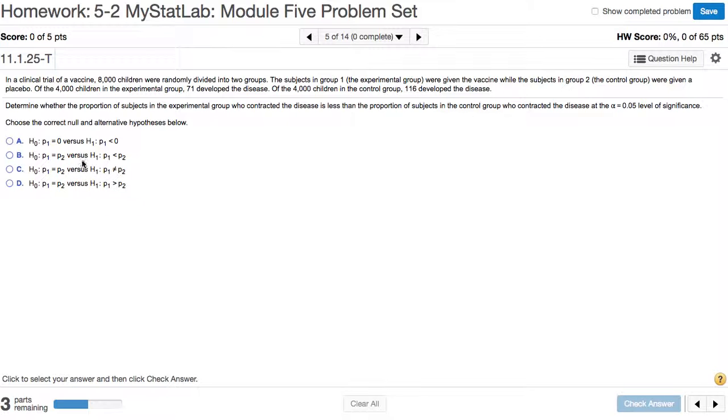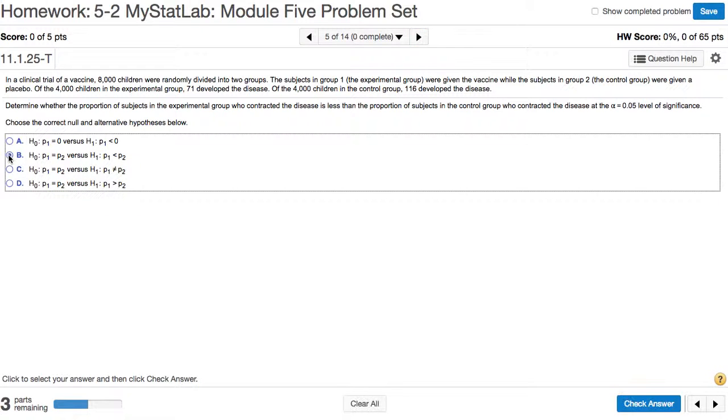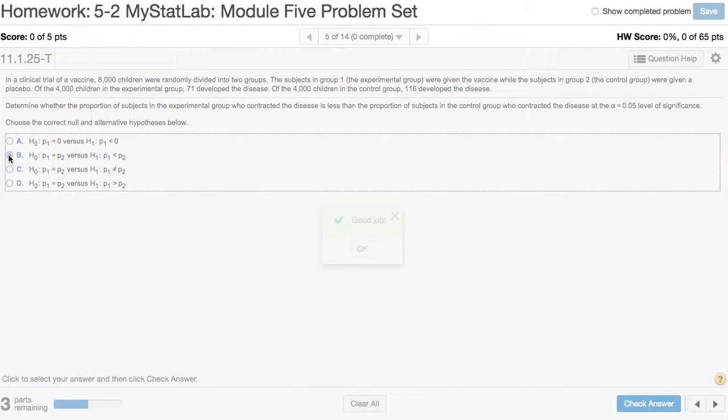But the question, the research hypothesis is what the alternative is. And so that is here, so it's saying that the experimental group who contracted the disease is less than the proportion of subjects in the control group. So the experimental group is P1, and then that's less than P2. So that would be, give that one a shot.